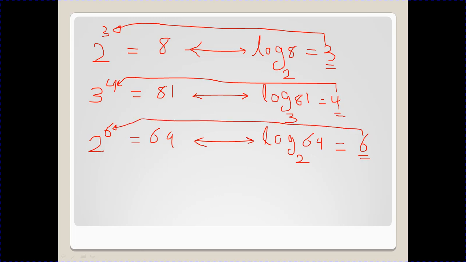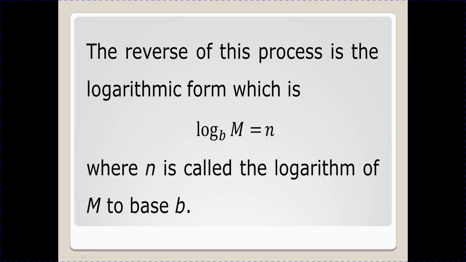So what is logarithm? Logarithm is the power to which the base should be raised in order to yield the given number. So this is the simple definition of logarithm. Now the reverse of the exponential equation is the logarithmic form.